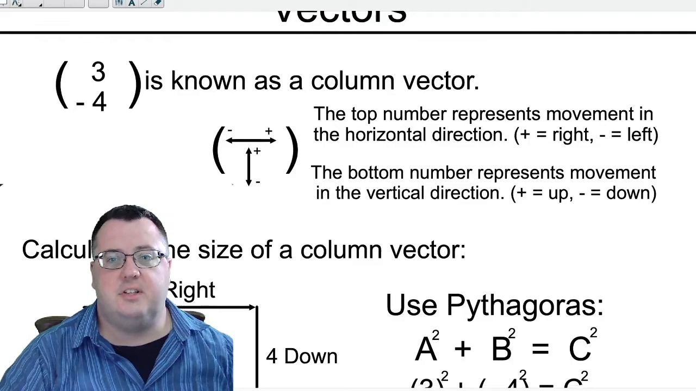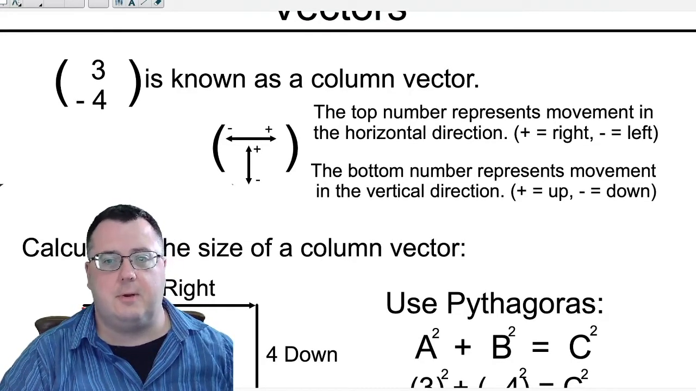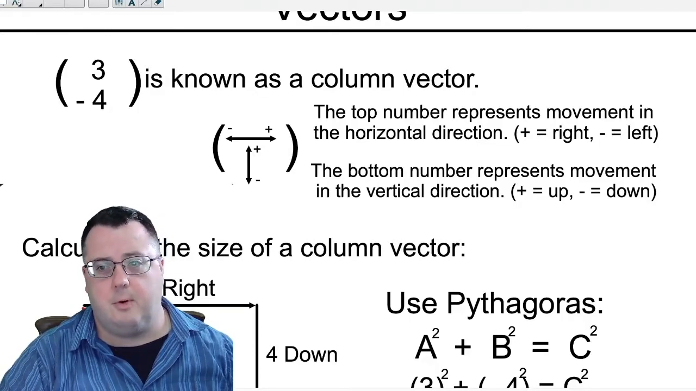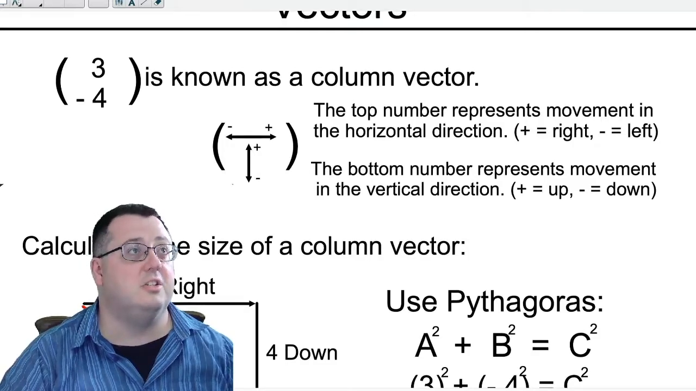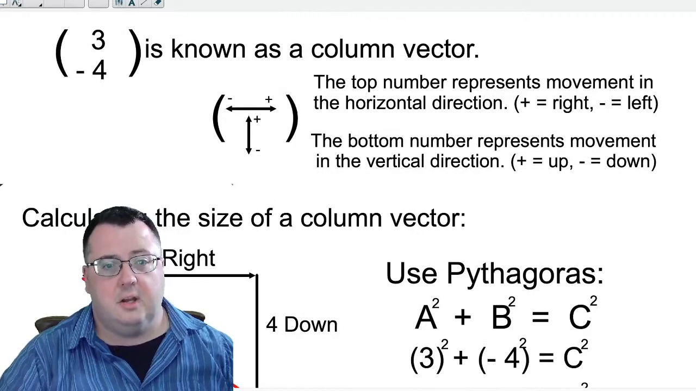The top number represents the movement in the horizontal direction. So if it's positive, you're going to be going right. And if it's negative, you'll be going left. And the bottom number represents movement in the vertical direction. So positive is up and negative is down.